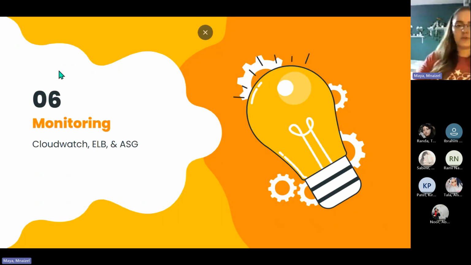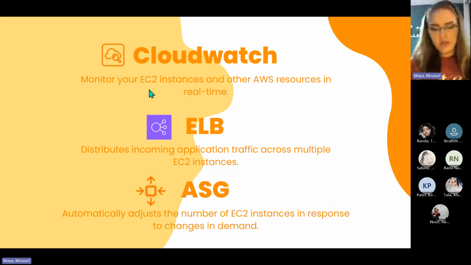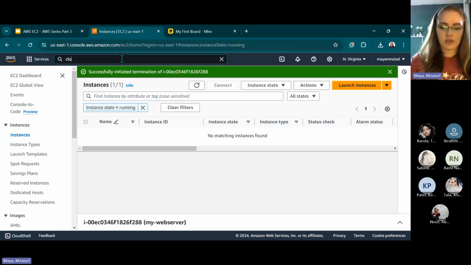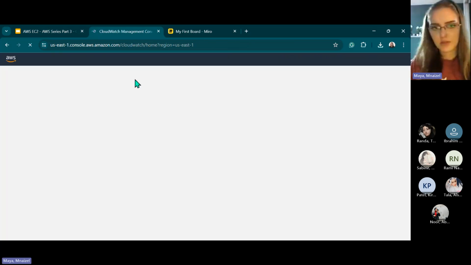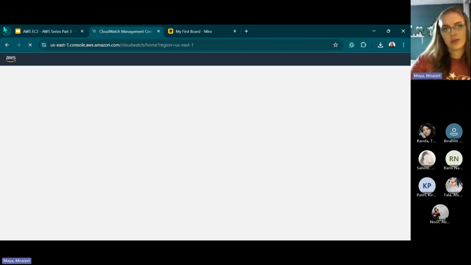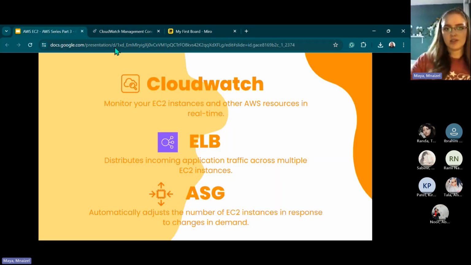So let's go to monitoring. We have CloudWatch, ELB, and ASG. For these 3, we also have lectures. We have a lecture for ELB and ASG together, and we have a lecture for CloudWatch and CloudTrail together. So CloudWatch gives us the opportunity, if we enter the CloudWatch, to see that we can monitor our resources and their health. This gives us the ability to keep an eye on our resources.